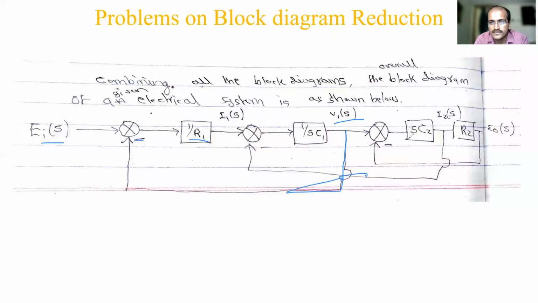So for this summing point, it is coming from E naught of S. This I have written first here. Then I have taken this one, I2 of S, given to the second summing point. So that's why the jumper is used here, and here I went straight. Then I have taken this V1 of S, the jumper is used, and I went to EI of S. So 3 summing points, 3 feedback paths. I hope you understood.